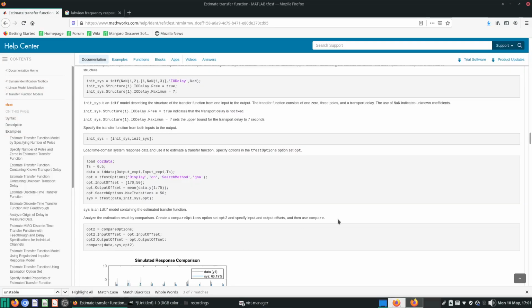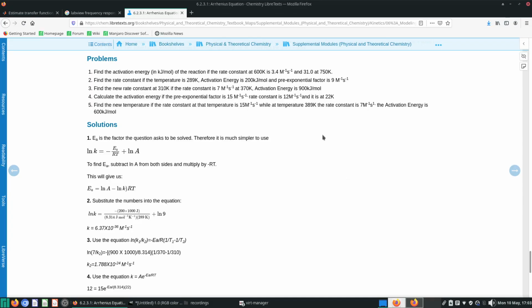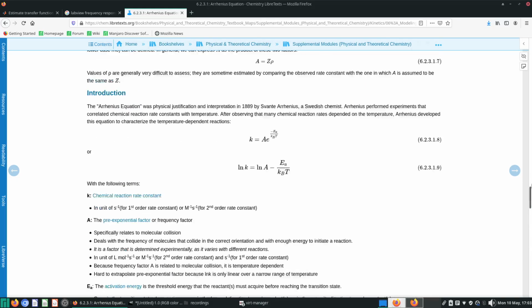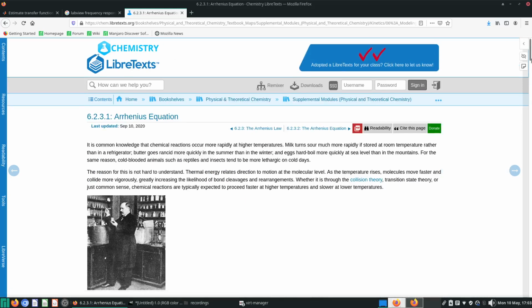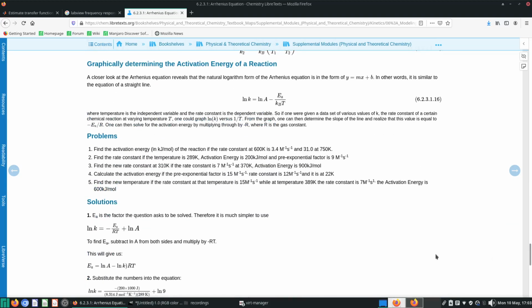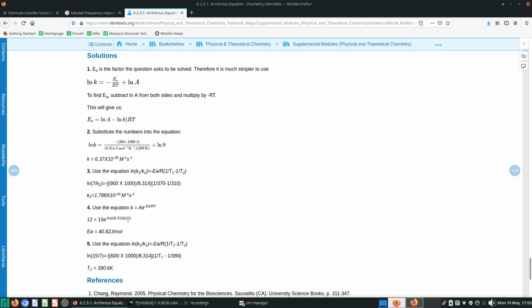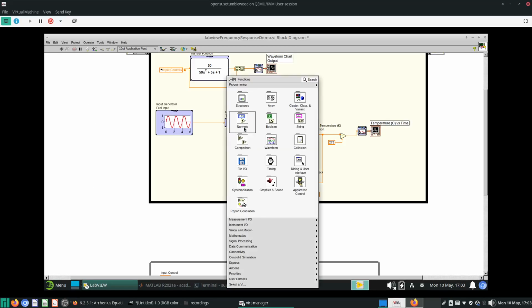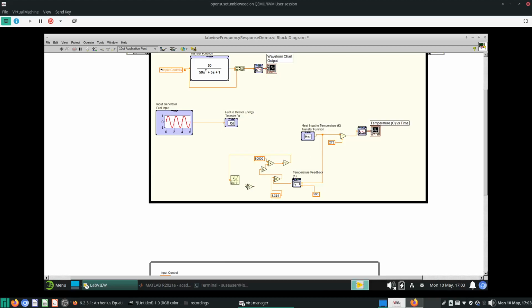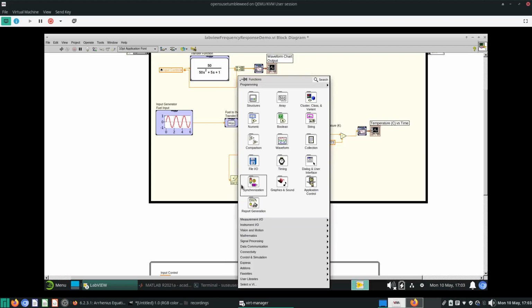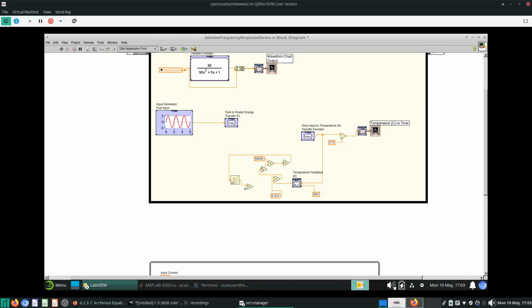Let's see some typical values. If you do some search online, such as the chemistry LibreTexts, a typical value can be like 15. So I'm just going to use 15. It's not that far off. Let's make a constant. Let's do 15.